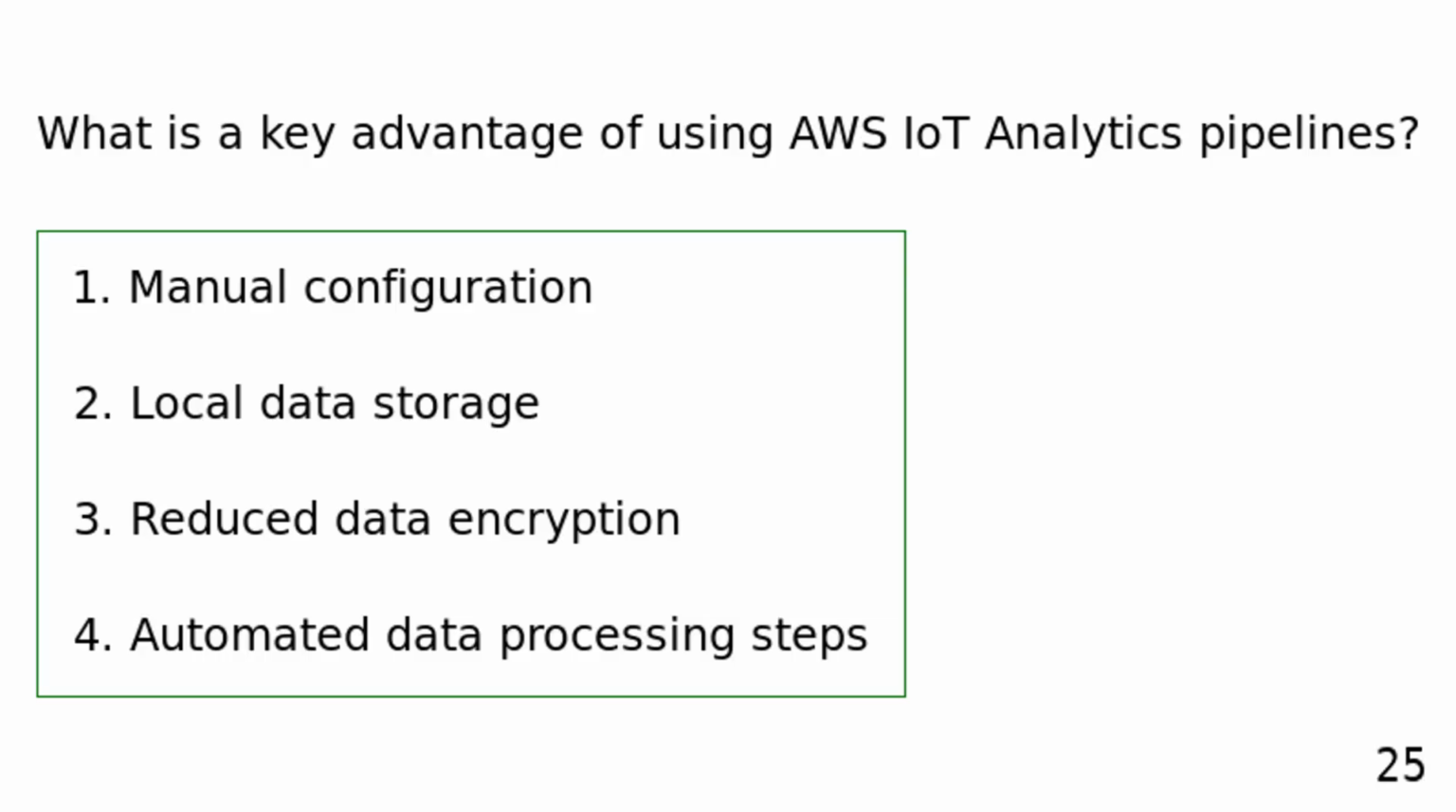What is a key advantage of using AWS IoT Analytics pipelines? Manual configuration. Local data storage. Reduced data encryption. Automated data processing steps.